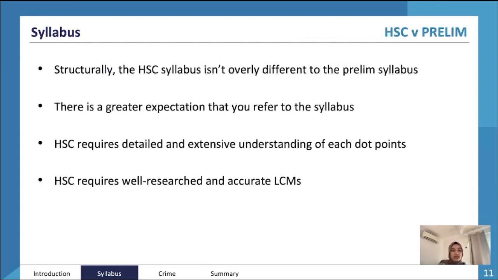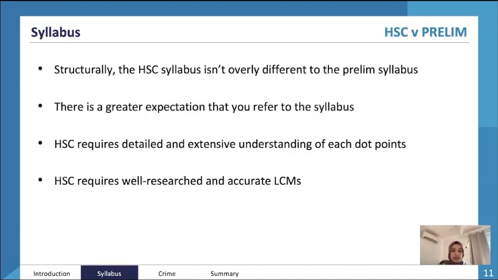Okay. So HSC prelim. Normally whenever I do these lectures, I get a couple of questions in terms of the difference. So I thought I would just put in a little slide to emphasize the difference, or be able to explain the difference. Structurally, the HSC syllabus isn't overly different to the prelim syllabus. So if you are currently in prelim watching this lecture, that might be comforting to know if you are finding the prelim syllabus okay to go through.